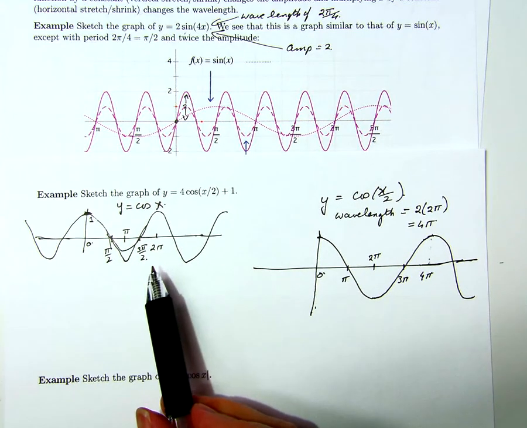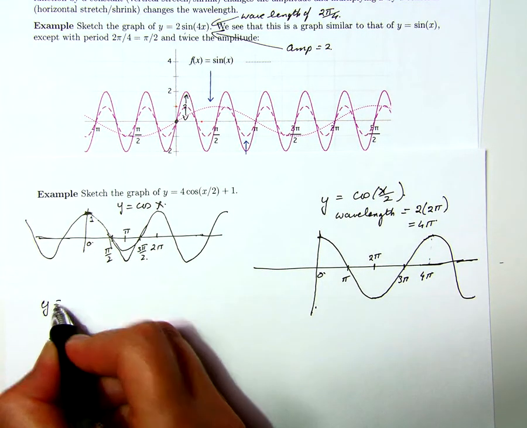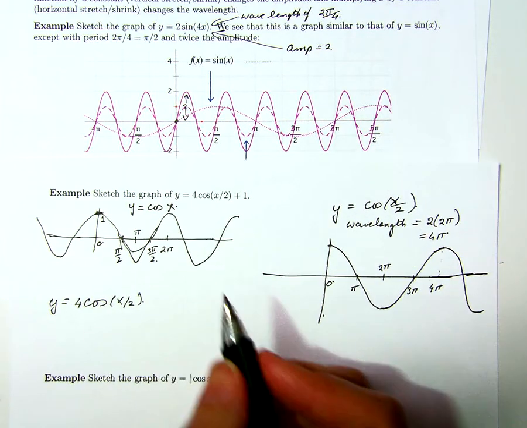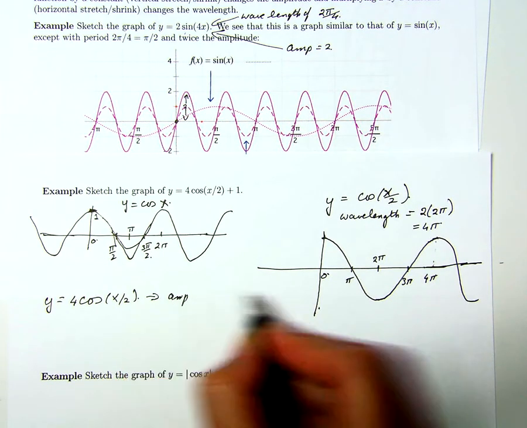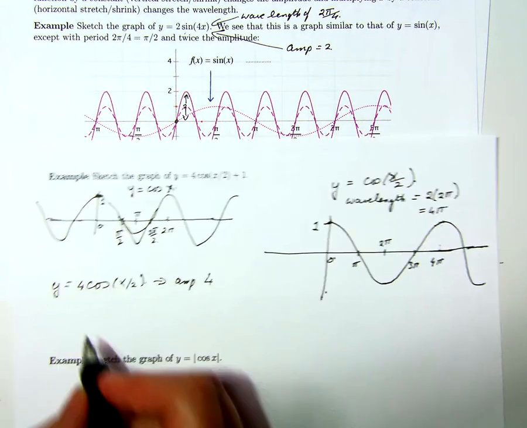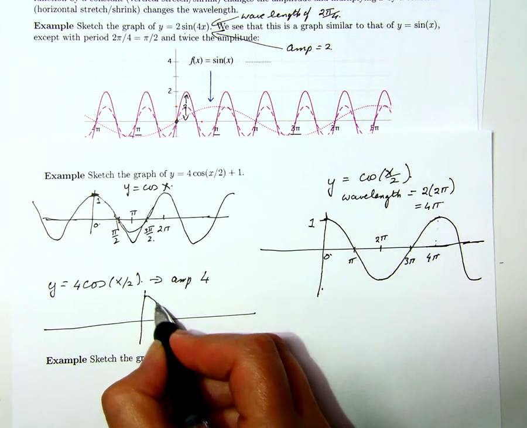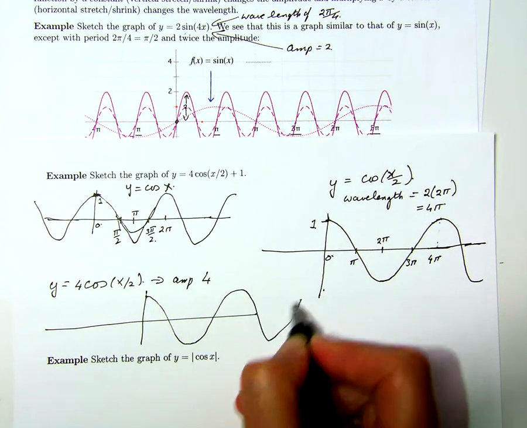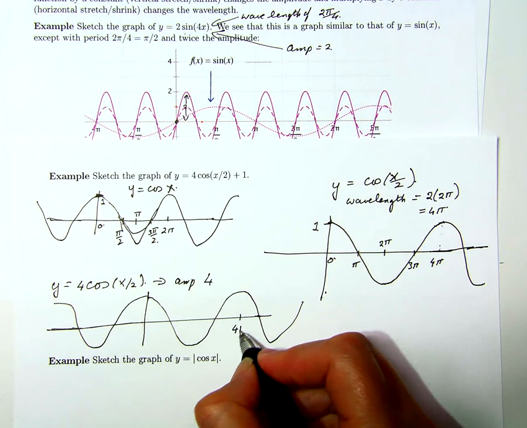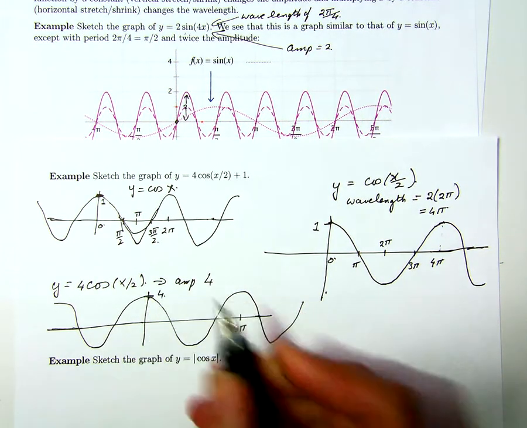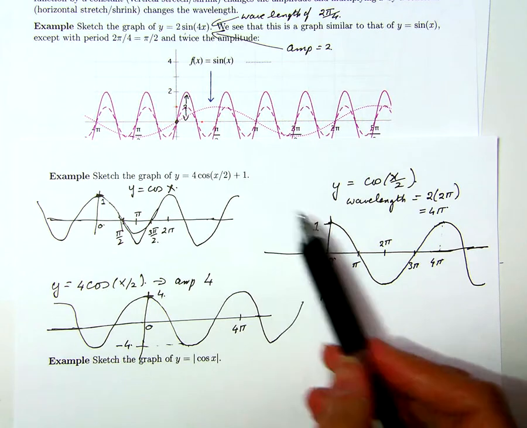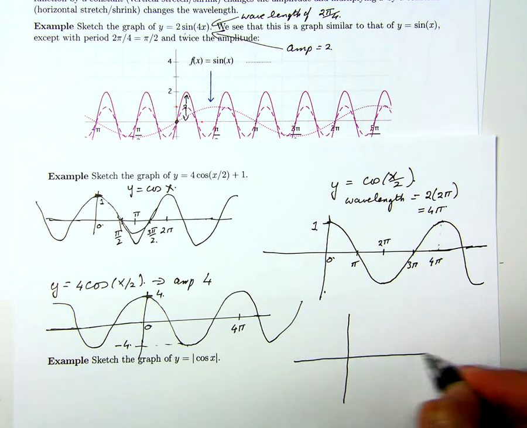And then we multiply by 4, and this changes the amplitude. Actually, that is not finally. We're also going to add 1. So this changes the amplitude of this previous graph to 4 times the amplitude, which is 4. So now we have the same wave repeating itself over every interval of length 4 pi, but now it's got amplitude 4. And now we're going to add 1, so that's going to shift this thing upwards vertically by 1 unit.